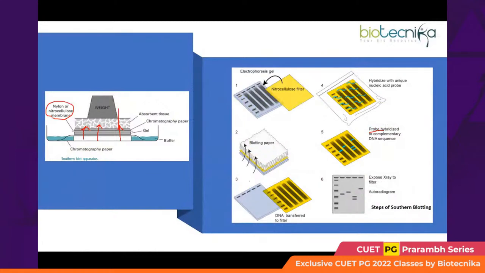Okay. And if the probes are radioactively labeled, so we can see them, the bands can be seen easily in the autoradiogram.